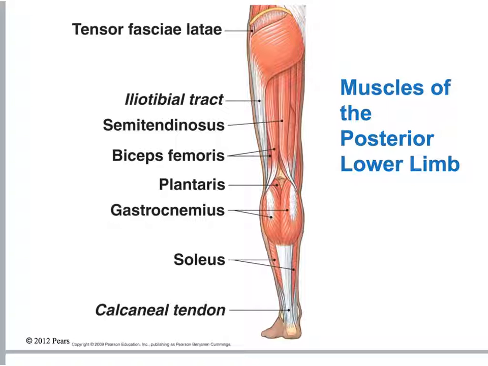Now let's look at the back side of the thigh and the lower leg. Make sure you know the IT band or the iliotibial band, the biceps femoris, semitendinosus, gastrocnemius, the soleus, and the calcaneal tendon.